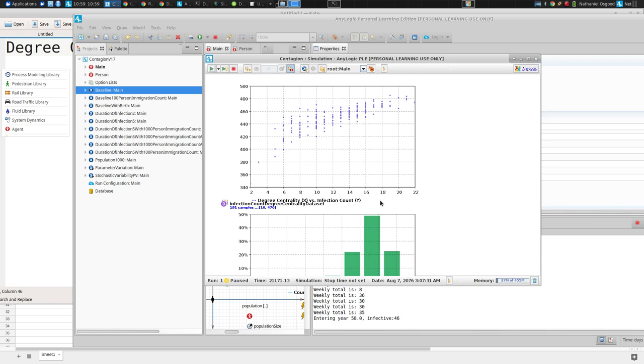Yeah, so people who are more connected, which axis shows how connected they are? The x-axis, that's their degree distribution.